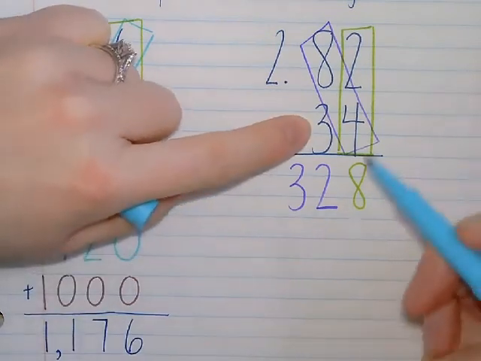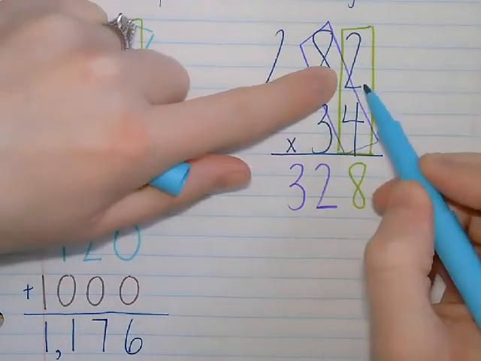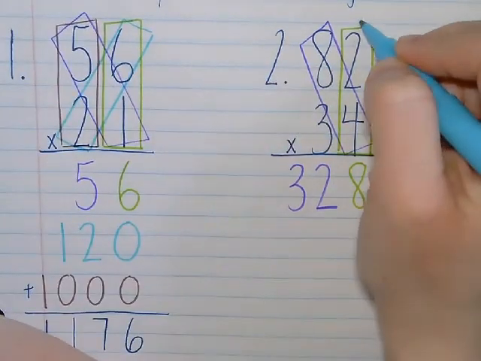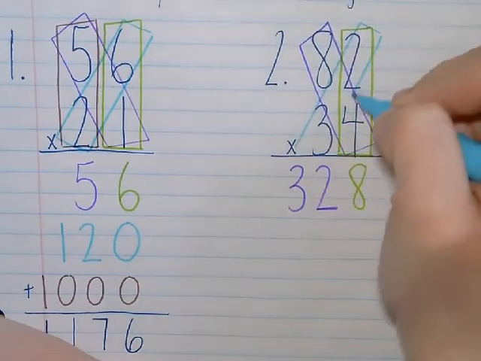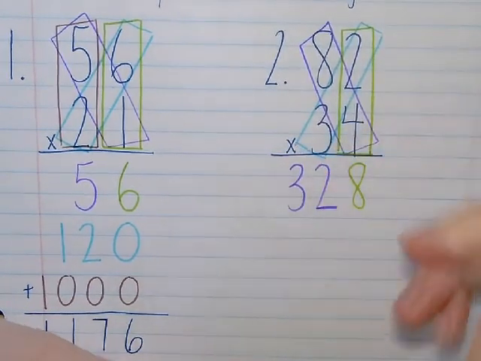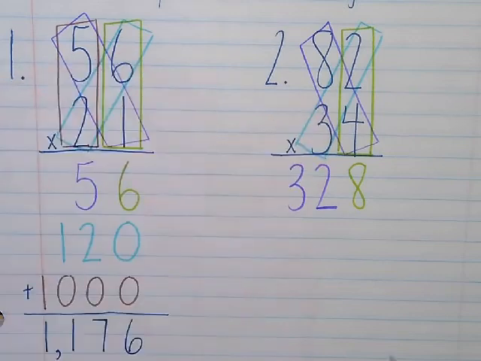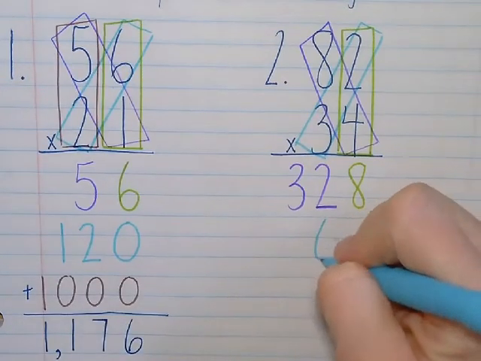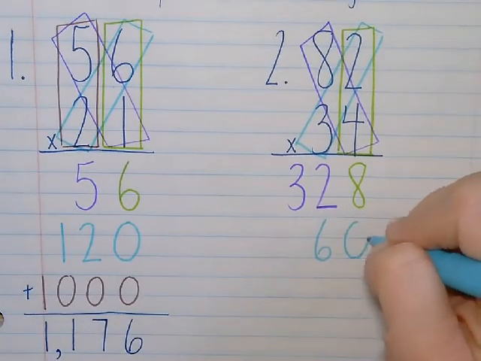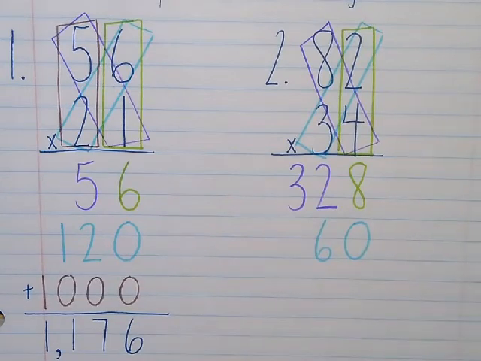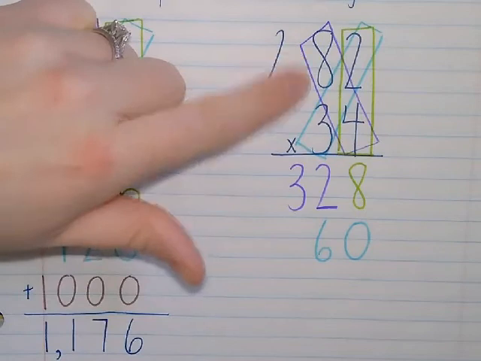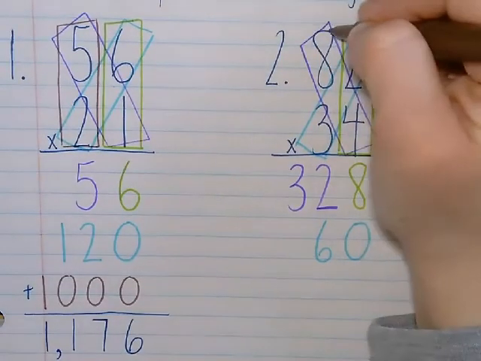My next step is going to be to multiply this 30 times this 2. And I know that 30 times 2 is 60. I'm going to put that right below. And then the last thing that I need to multiply is the 80 times the 30.